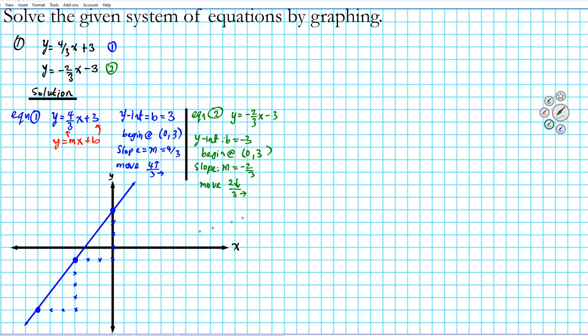You can rise or fall, but you always run. All right, let's go ahead and graph that. So you'll begin at 0, negative 3, sorry. So the y-intercept is negative 3. So begin at 0, negative 3. 1, 0, 1, 2, 3.